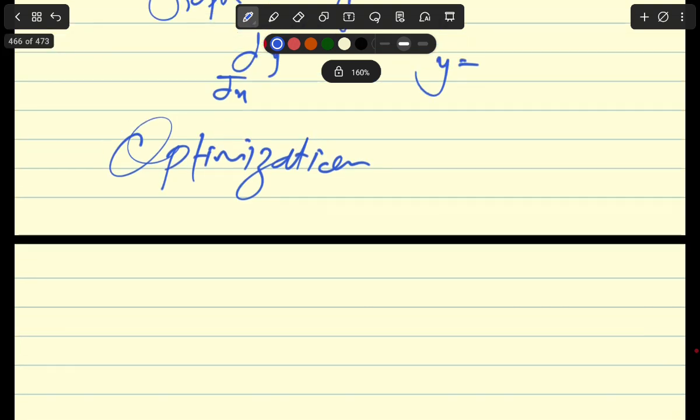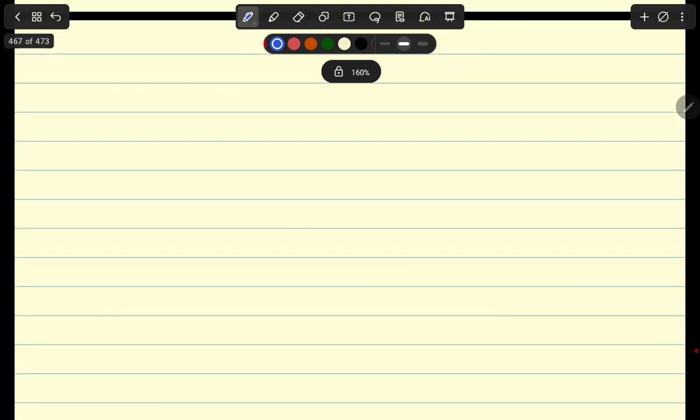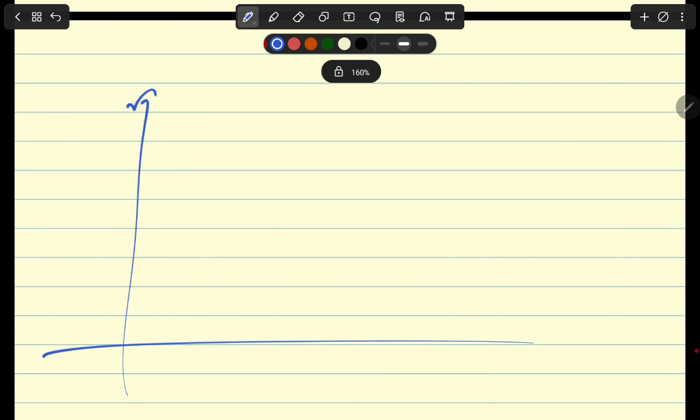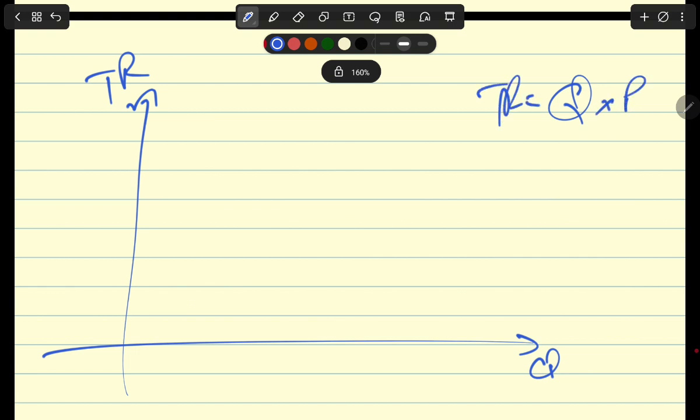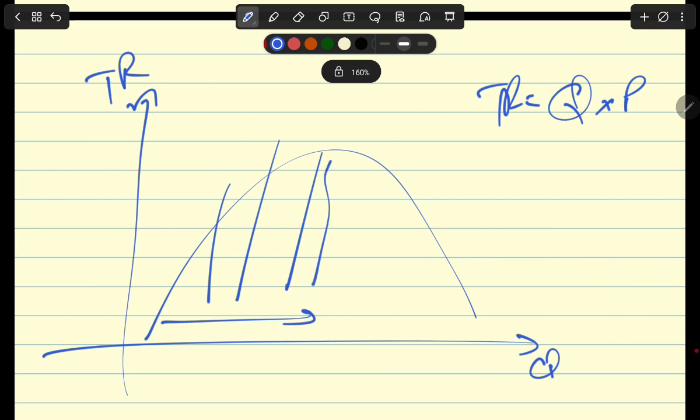Now, what do I mean by optimization? Let's say your total revenue of a certain company, where this is quantity, and you get total revenue by price multiplied by quantity, and price is a function of x and quantity is a function of x. Let's say it goes like this. As you produce more, your total revenue climbs up and up all the way till here, and then eventually it starts to go down, right?